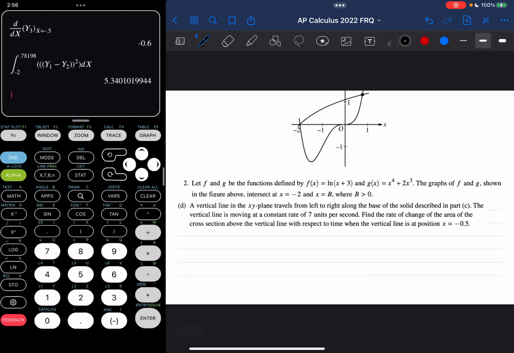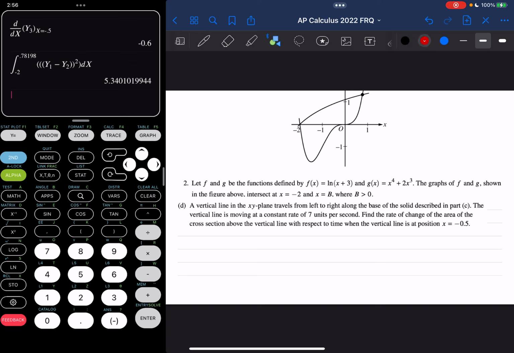And then the last part, it says a vertical line in the xy plane travels from left to right. The vertical line is moving at a constant rate of 7 units per second. Find the rate of change in the area of the cross-section above the vertical line with respect to time when the vertical line is at position x equals negative 0.5. This one is really hard for people to imagine.